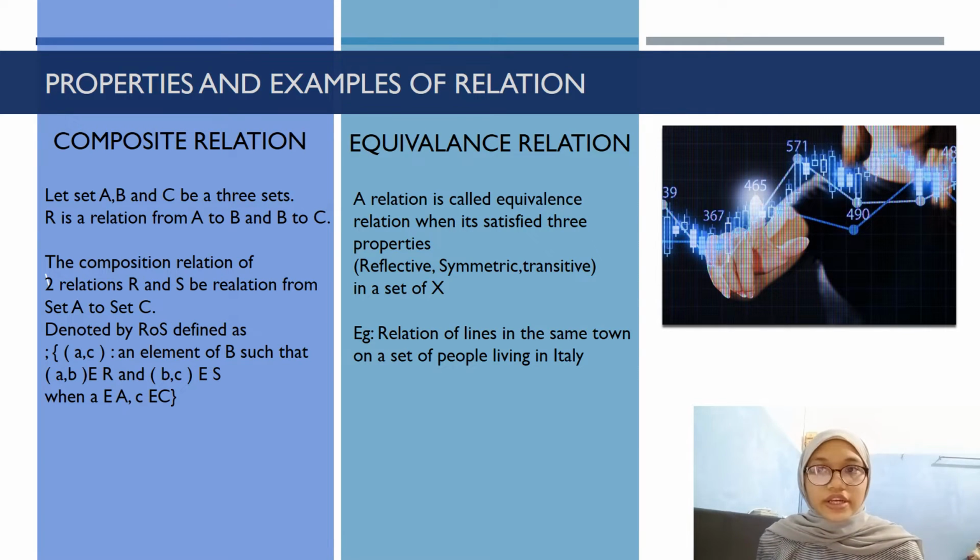And then for the equivalence relation, a relation is called equivalence when it satisfies 3 properties, which are reflexive, symmetric, and transitive in a set X. As shown in the example, the relation of living in the same town on a set of people living in Italy is an example of an equivalence relation.